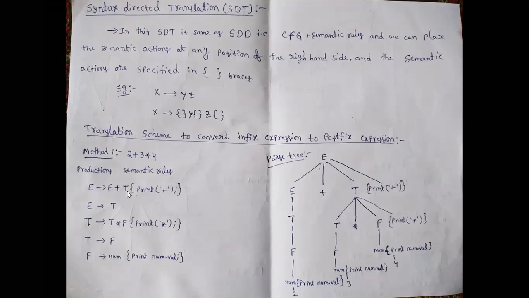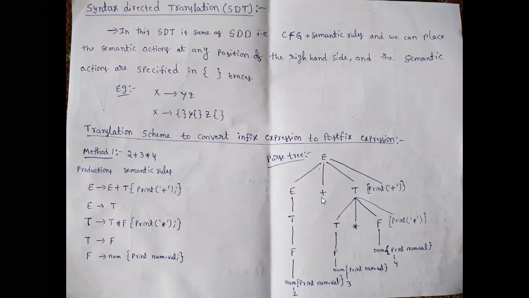E produces E plus T is the production, and this is also one value. Here, E produces E plus T and print plus is the one. Okay, E produces E plus T and print. The semantic action we perform is within the variables only. Okay, so print. Next, what is the next one? 2 plus 3 star 4. We are constructing the parse tree based on the expression.